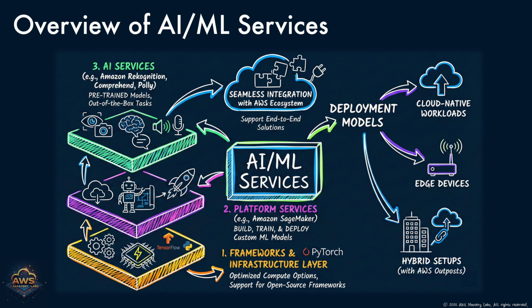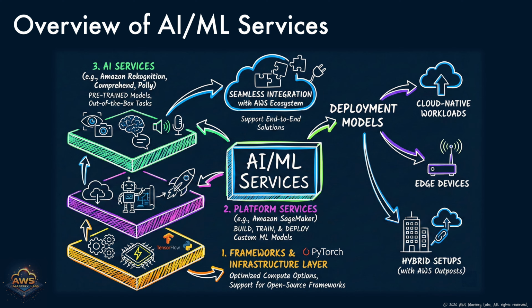One of the biggest strengths of AWS's AI and ML stack is how well these services integrate with the broader AWS ecosystem. Whether you're working with data in Amazon S3, streaming inputs via Kinesis, or building serverless applications with Lambda, these services fit seamlessly into end-to-end workflows.